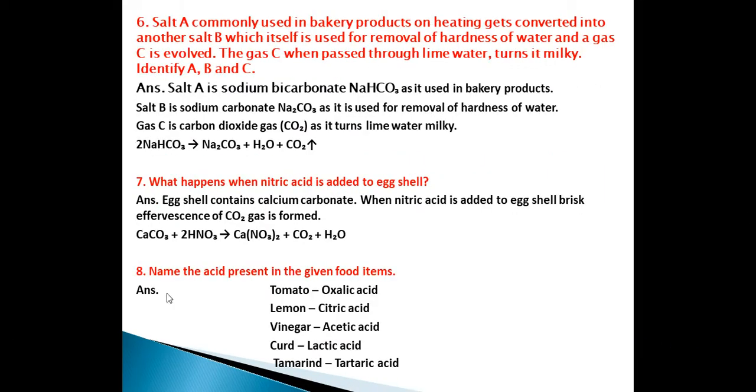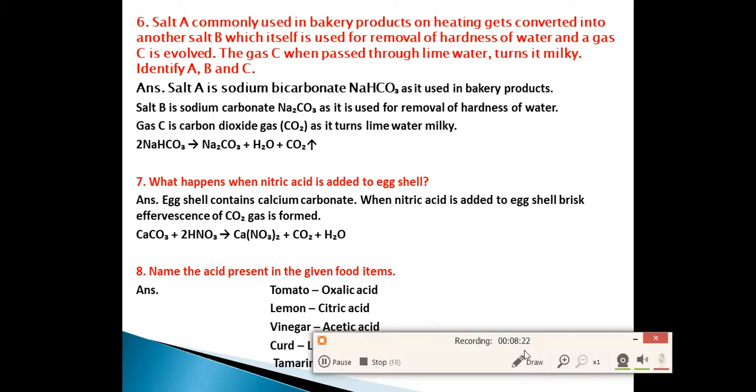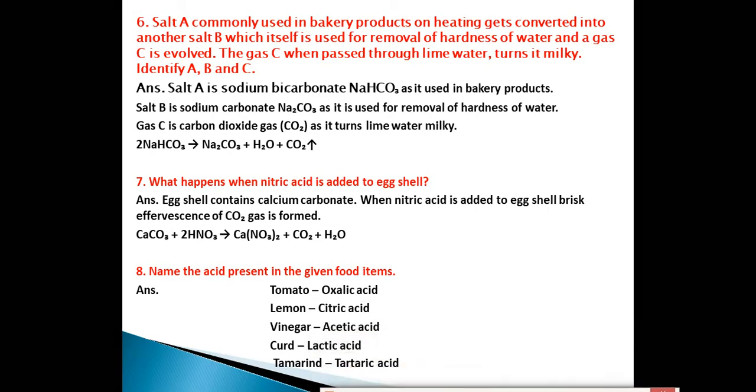Right? Now come to question number 6. Salt A is commonly used in bakery products, that is, for making cakes, breads, etc. On heating it gets converted to another salt B, which itself is used for removal of hardness of water.